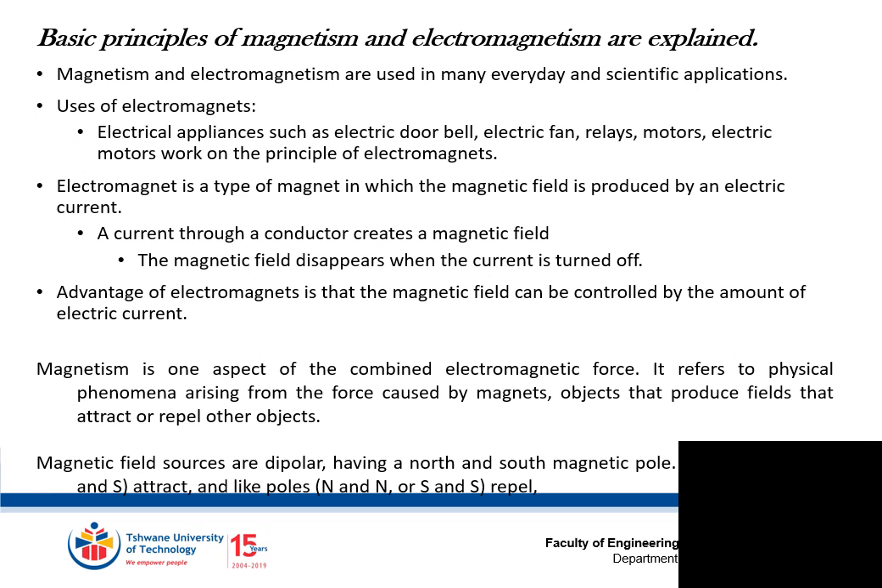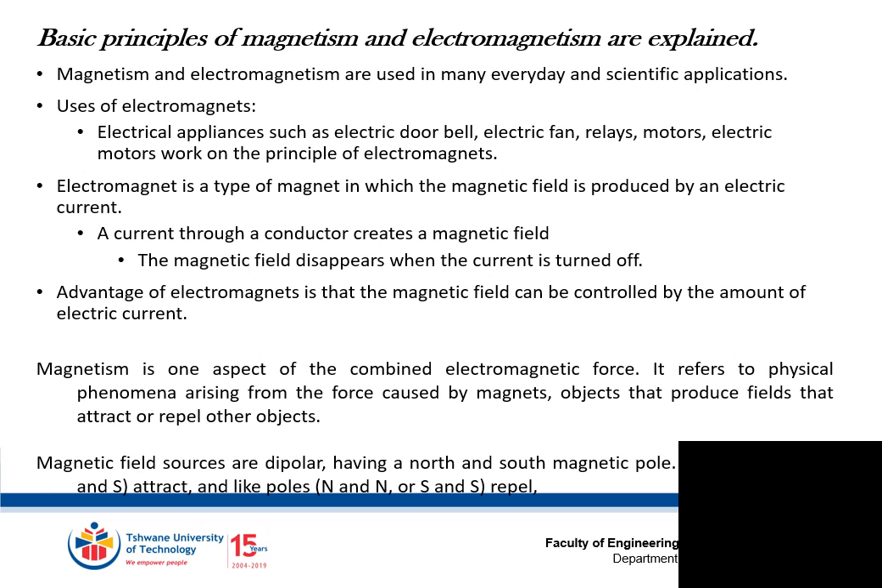A current through a conductor creates a magnetic field. The magnetic field disappears when the current is turned off. One advantage of electromagnets is that the magnetic field can be controlled by the amount of current in the conductor. For example, if you increase the value of the current, the field around it also increases. If you drop the value of the current, then the field also drops.